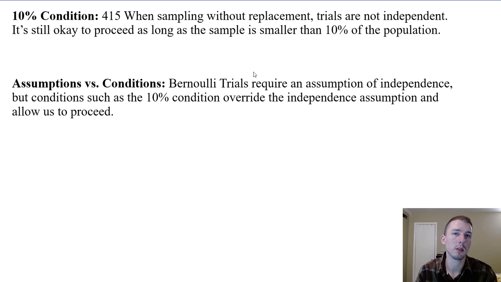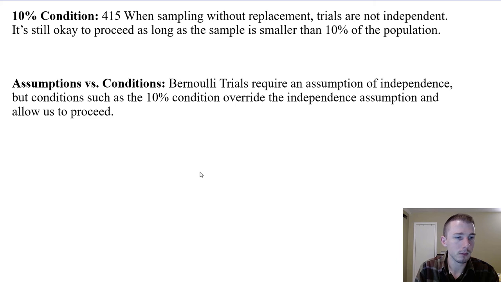Now, once we start sampling more than 10% of the population, then we start getting into issues. So if we have a deck of 52 cards, as long as we're sampling less than 5 cards, technically every time the probabilities are going to change, but we're going to say that it's okay and override the assumption of independence with the 10% condition, and we'll be able to move on just fine.